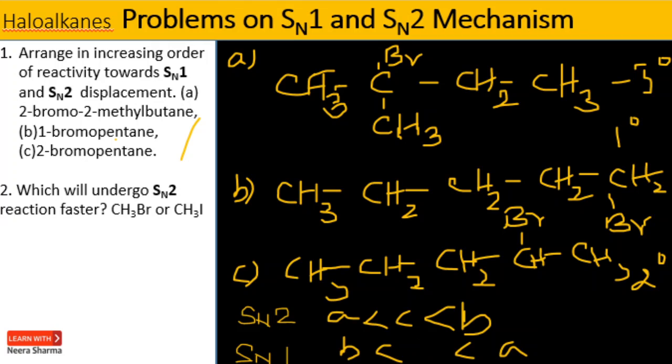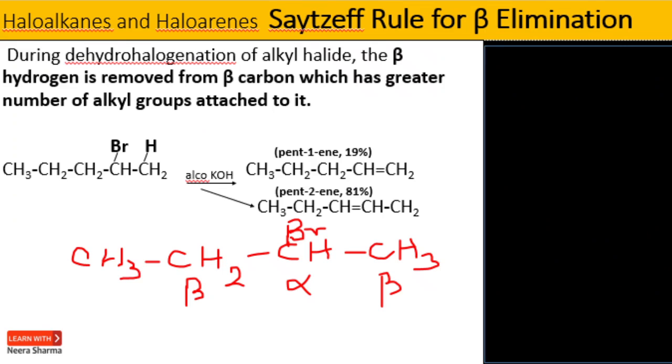Which will undergo SN2 reaction faster, CH3Br or CH3I? As given earlier, the iodides are more reactive, so it will undergo reaction faster. So this is for haloalkanes.